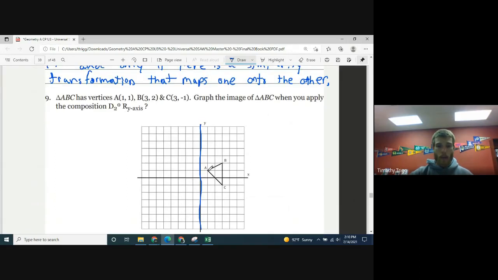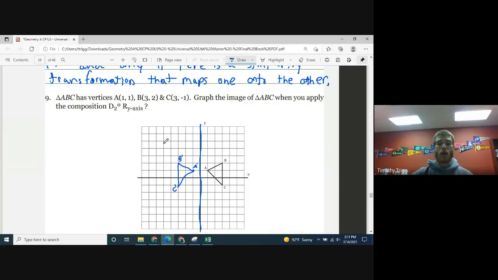Look at A. A is 1 away from that reflection line. So A prime will be 1 away from the reflection line. B is 3 away from the reflection line, so when you reflect it, it'll be the same distance from the reflection line, 3 away. C is also 3 away from the reflection line, so the image when you reflect will also be 3 away. Connect these points to create the image.